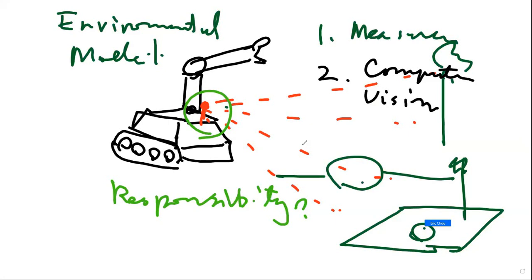So, for example, this robot arm is required to pick up the black stone instead of the white stone. So the computer vision must be able to tell the color.